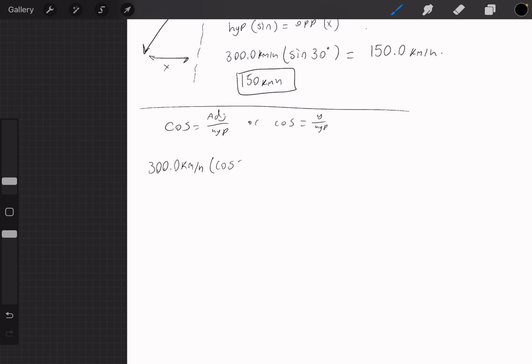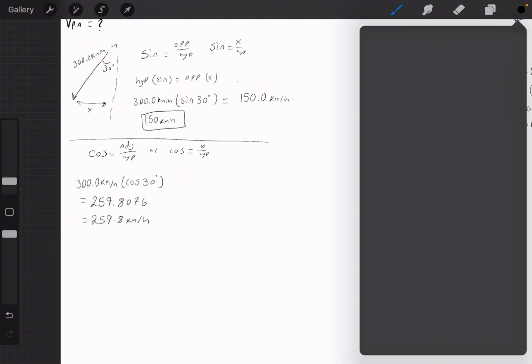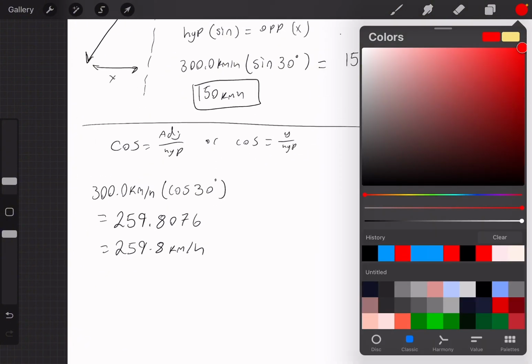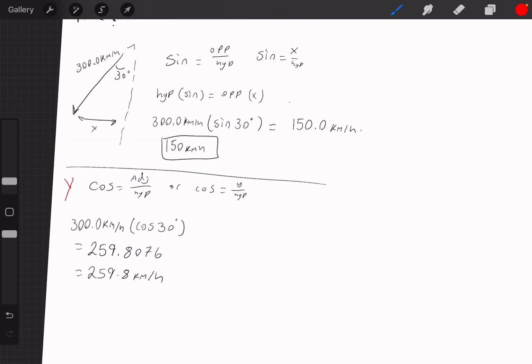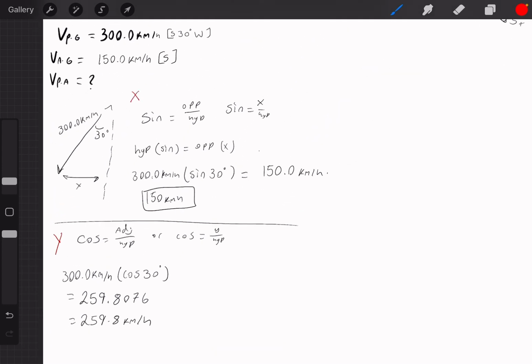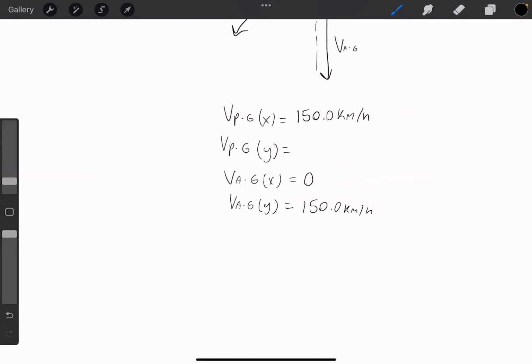Times cos of 30 degrees. Let me punch that into my calculator. All right, that's going to give us a value of 259.8076, rounded to 259.8 kilometers per hour. Perfect. I'll just really highlight here that this is our y, and this was our x. So we know.